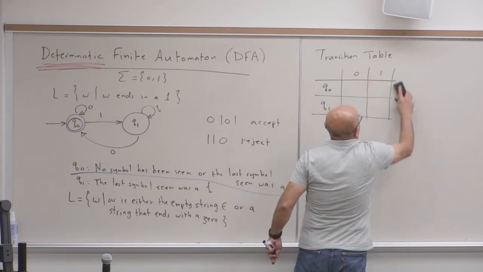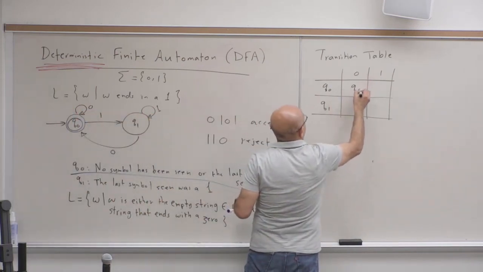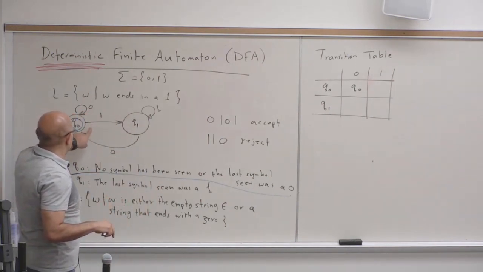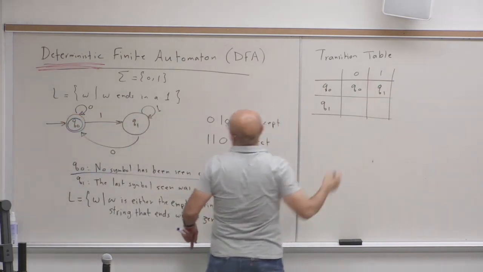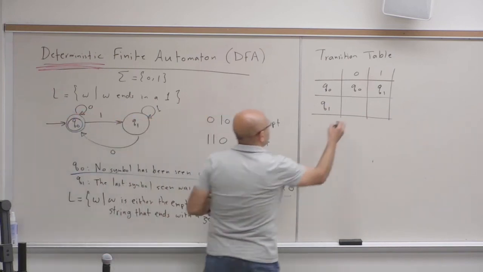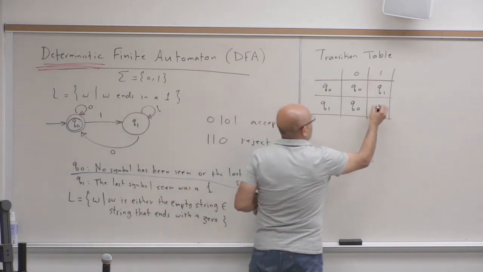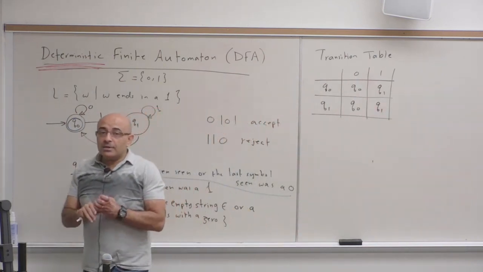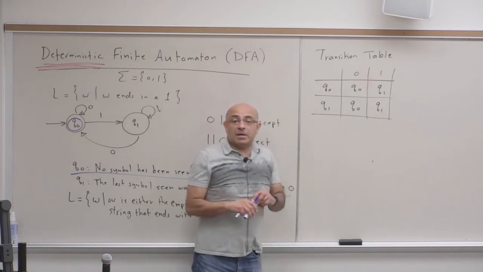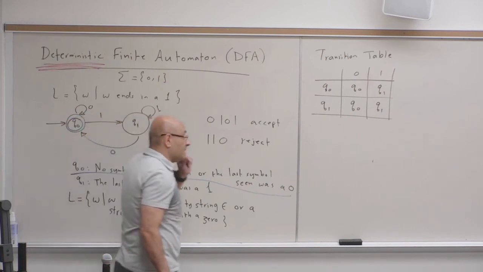Now in this case, if I'm in Q0 and I get a 0, this tells me stay in Q0. I'm writing the transition table for this simple DFA. If I'm in Q0 and I get a 1, I go to Q1. If I'm in Q1 and I get a 0, I go to Q0. If I'm in Q1 and I get a 1, I go to Q1. So this is the transition table. The transition table shows us how easy it will be to write a program that implements a DFA, a deterministic finite automaton.